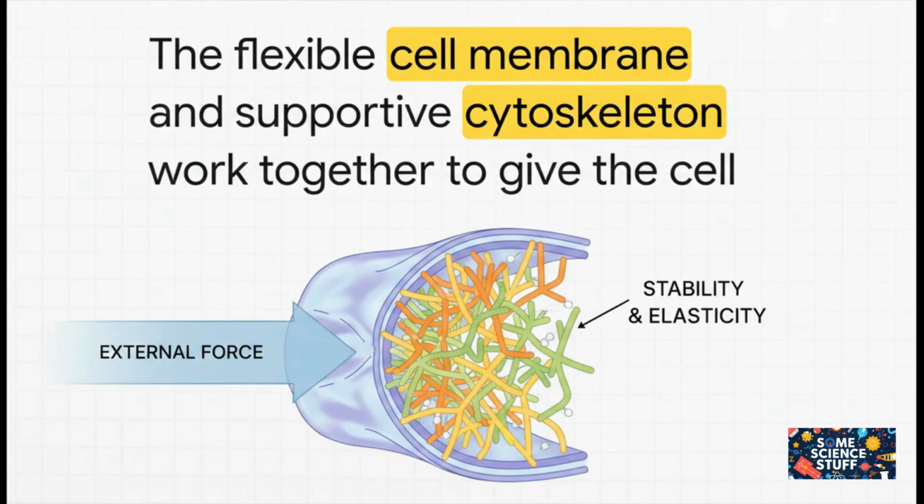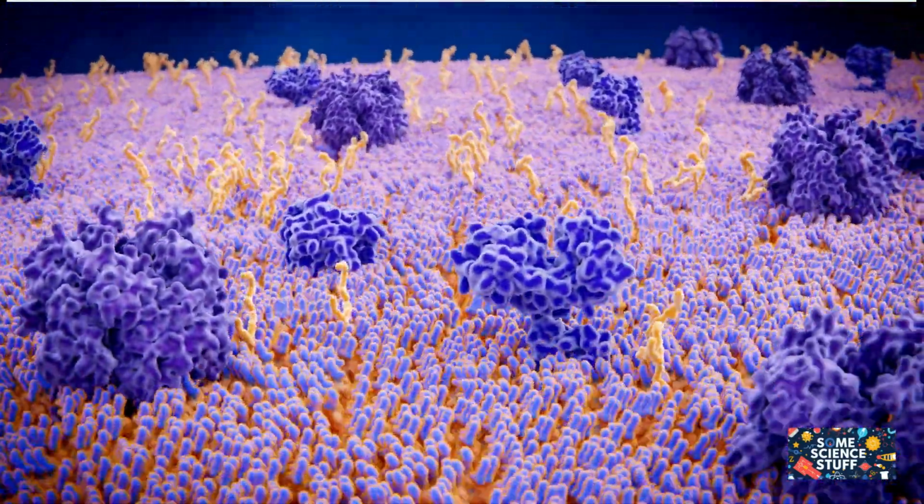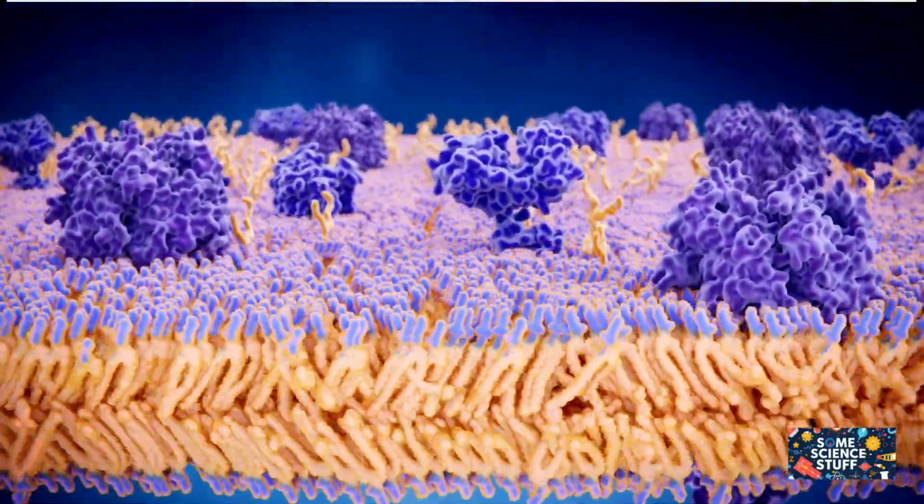And here's where it gets really cool, how these two work together. You have this flexible, almost fluid-like membrane on the outside, and this supportive cytoskeleton on the inside. That combination is absolutely key, giving the cell this fantastic balance of stability and elasticity. It means it can withstand physical stress without just falling apart.